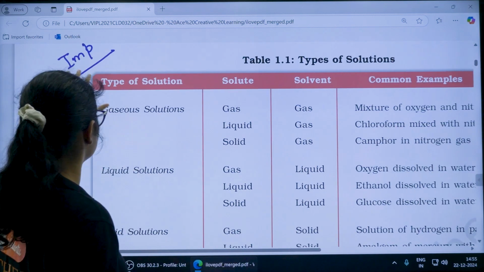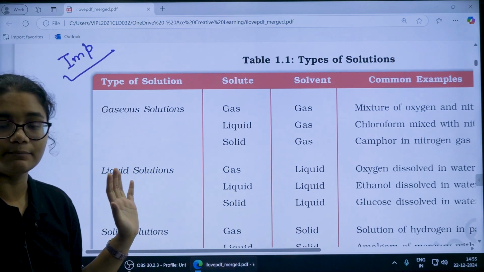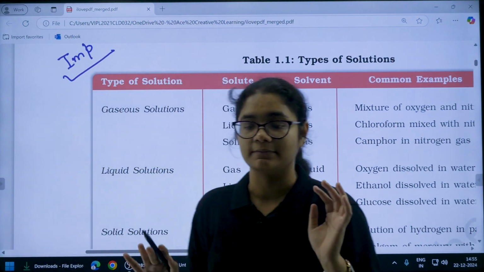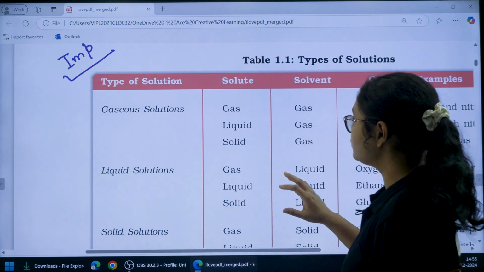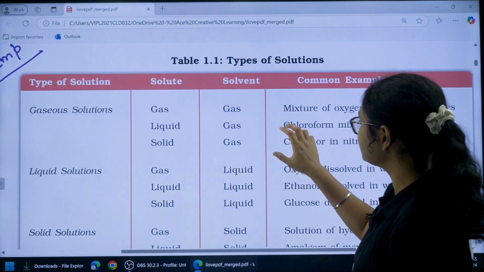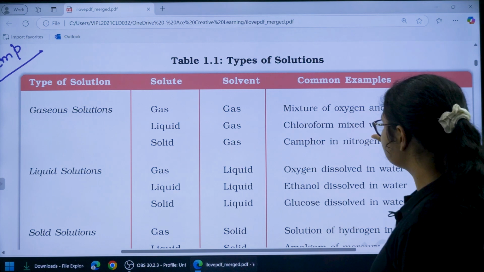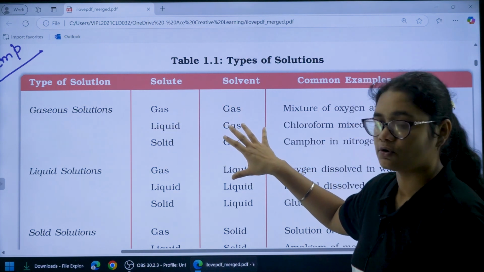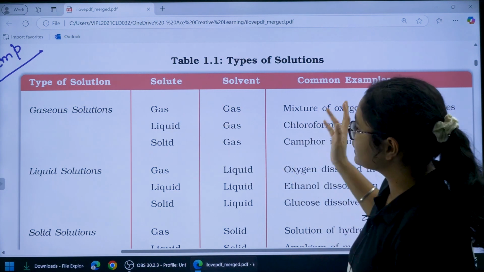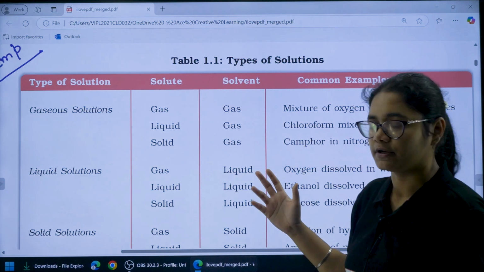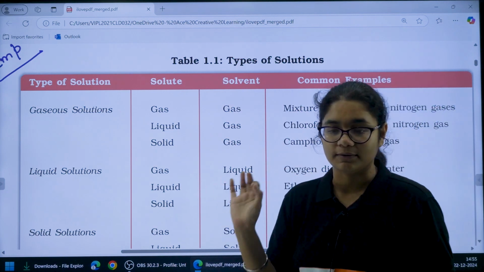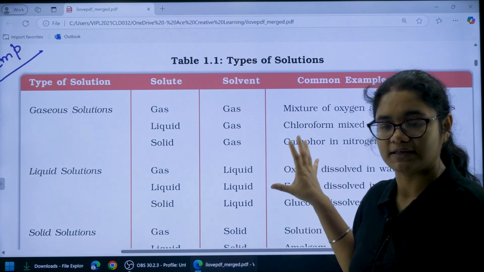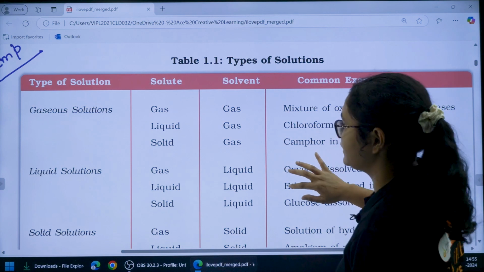This is a very important table. MCQ questions can be asked here, where different types of solutions are given, and they can ask which is the solute, which is the solvent, or ask you to give an example of a gas solution. So this table you have to remember completely, including the examples.